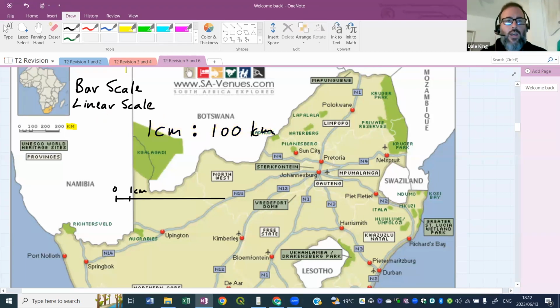Just remember that the number on the left is ruler, let's use red. The number on the left is from your ruler, and the number on the right is real world.